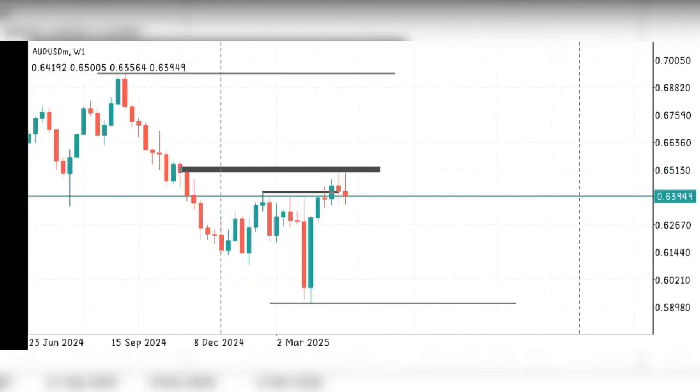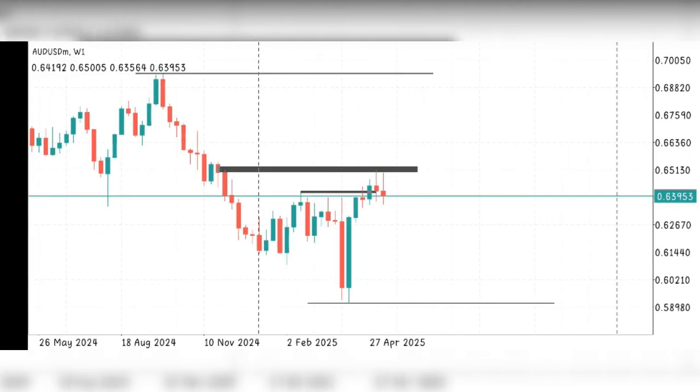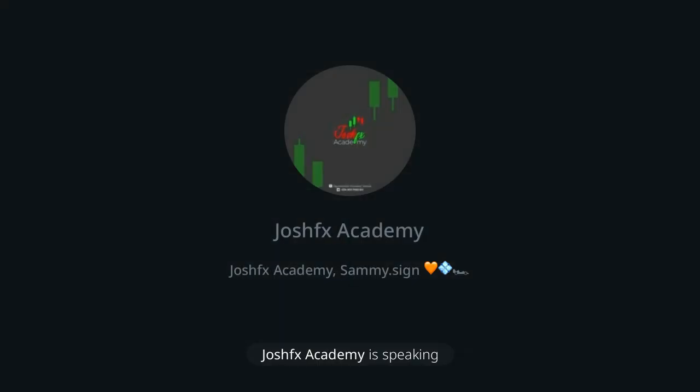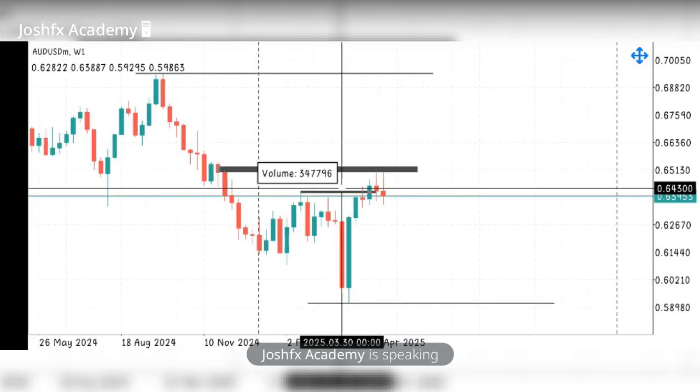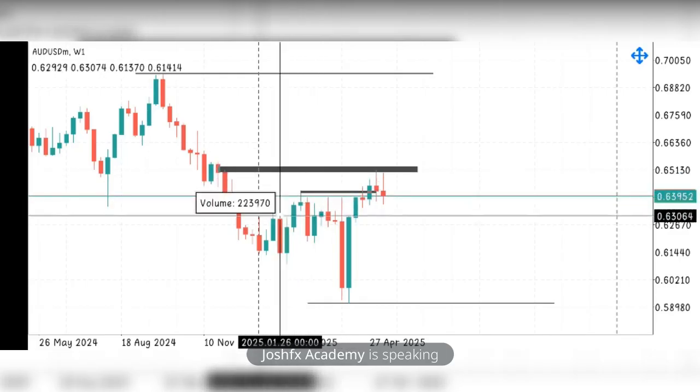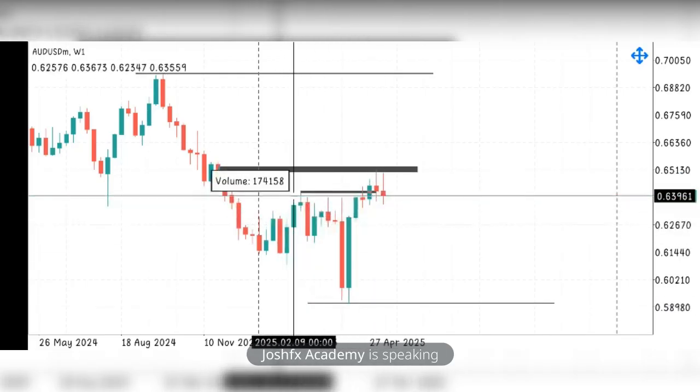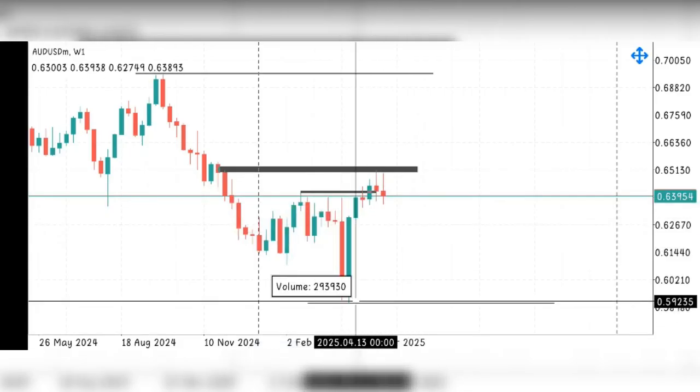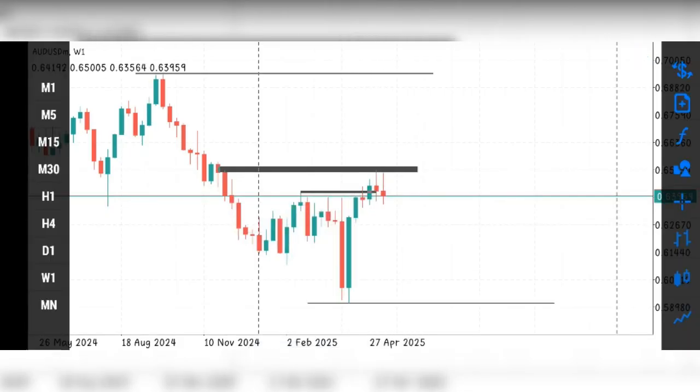Now, which implies to us that we are about to see an aggressive sell, because why? The sell side has been raided. The buy side has been raided. The market is coming for this sell side. So let's go to daily.